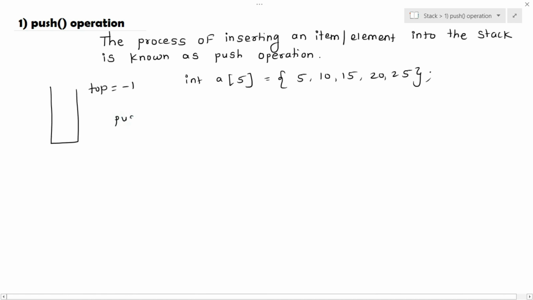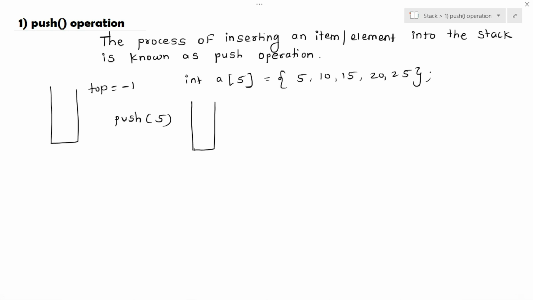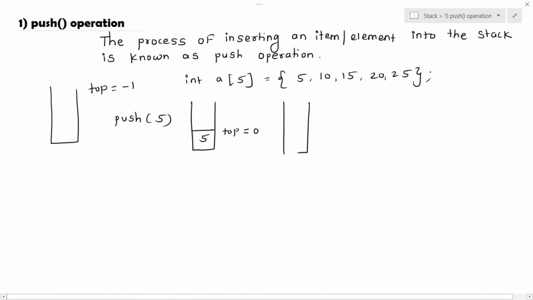So first let's insert the first element into the stack and that is 5. So here we use push operation. So push the element or item 5 into the stack. Before inserting an element we have to increment the top pointer by 1. So right now the value of top is -1. We increment it by 1, so top is equal to 0 and here we insert the first element, that is 5.